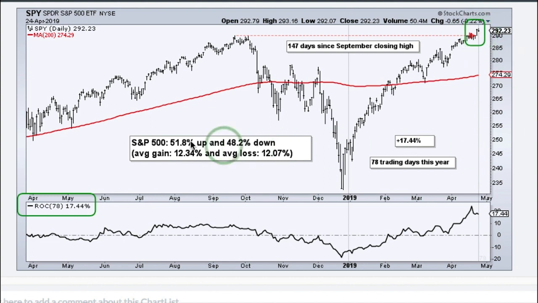And I ran some scans, and you can see the results there. And of the 500 stocks in the S&P 500, 51.8% are up over this 147-day period. So 48.2% are down. So a little more than half are up. The average gain is a little bit more than the average loss. That's a pretty split market.